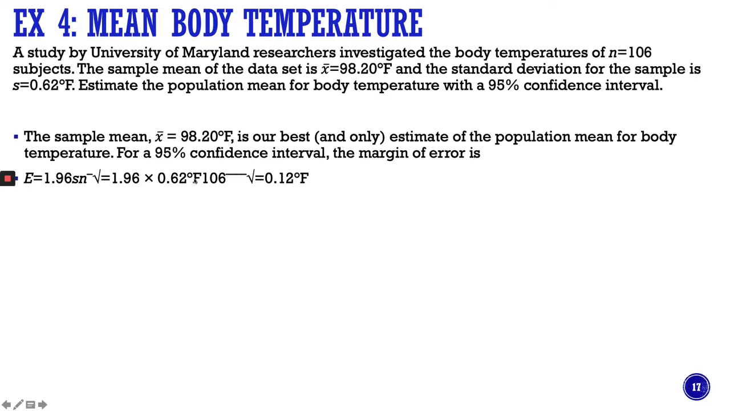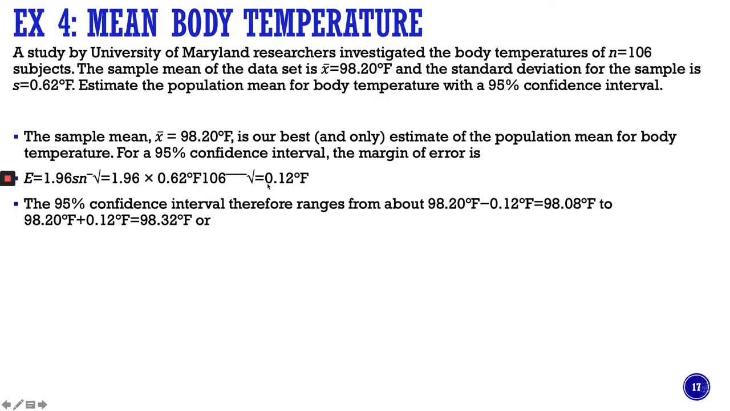And then we'll divide it by our n. This should be the square root of 106, which is equal to 0.112. So the 95% confidence interval therefore ranges from about 98.2 degrees Fahrenheit minus 0.12 to 98.2 plus 0.12, which we can then state as 98.08 less than mu, less than 98.32.